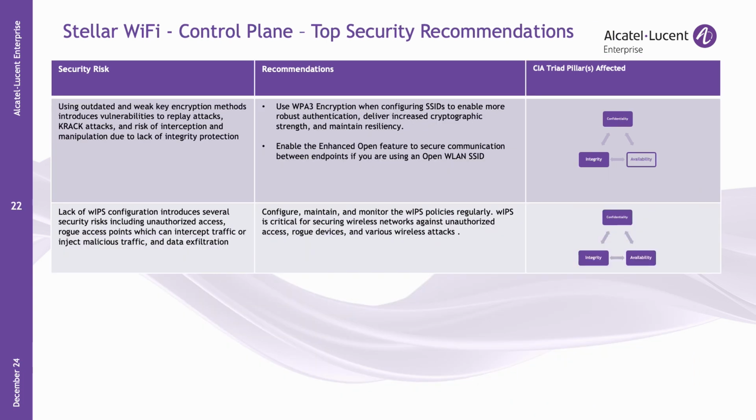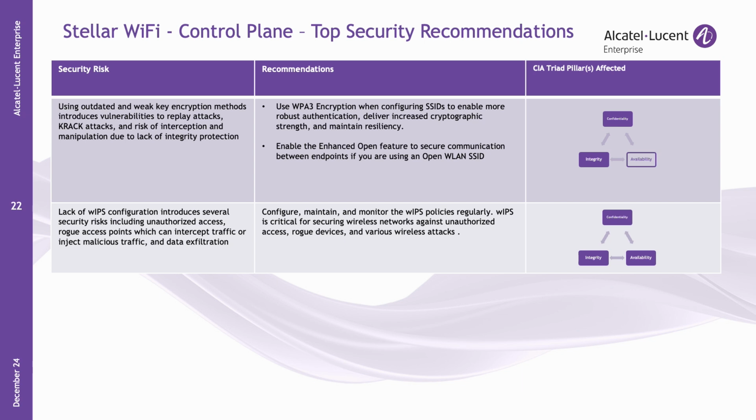In terms of control plane recommendations, the first security risk is the use of weak or outdated encryption methods, such as WEP or WPA2. These introduce vulnerabilities such as replay attacks and crack attacks. They can also be easily intercepted, affecting integrity. So the recommendation is to use the latest security standard, which is WPA3 encryption, when configuring your SSIDs.